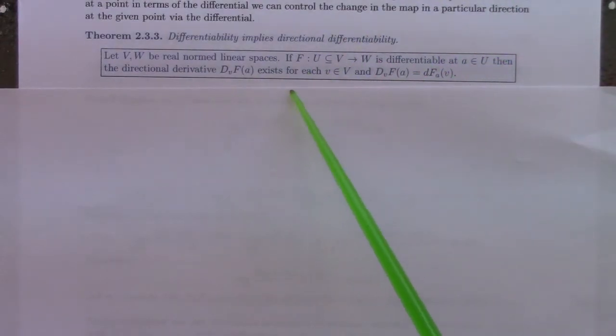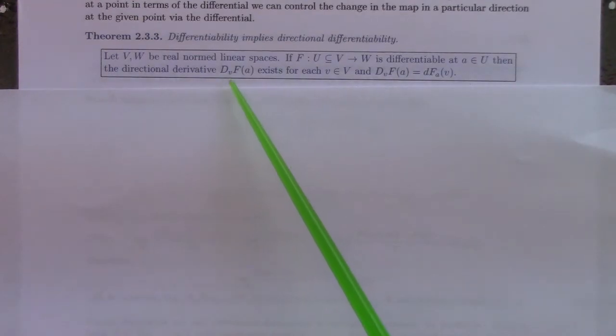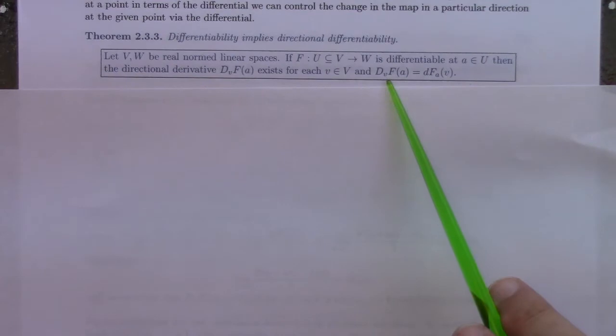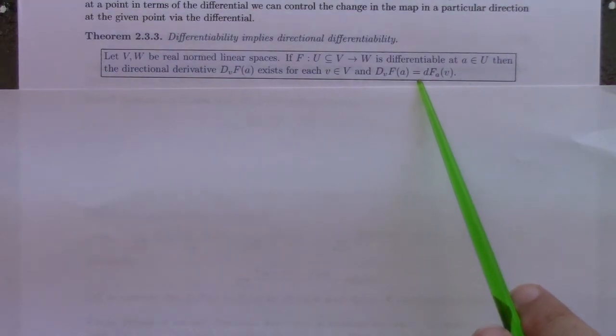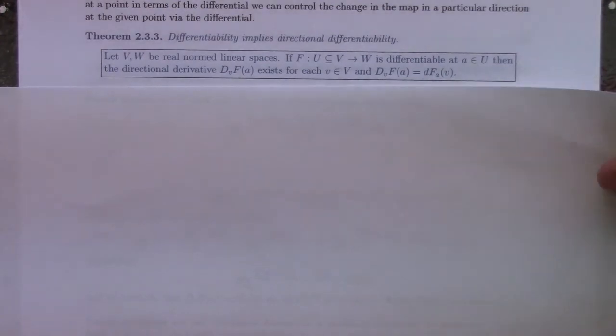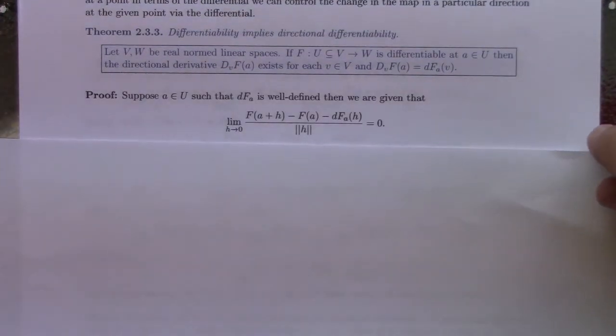Let V and W be normed linear spaces. If you had a function which is differentiable at a point, then guess what? The directional derivative at that point exists, and here's the connection. D sub v of f at a is the differential at a acting on v. Simple as that. Now the proof of this looks more complicated than it is, so let me go through it.